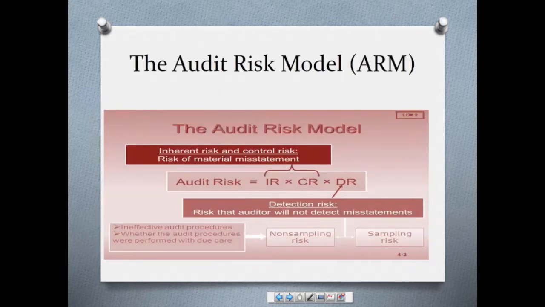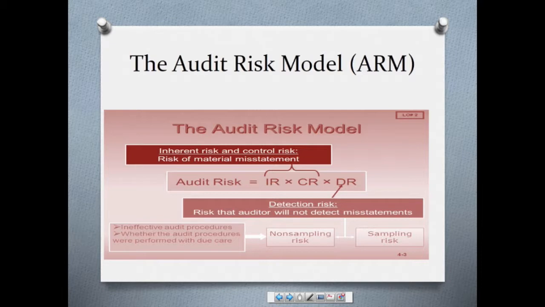The audit risk model, chapter 4. The audit risk model is the framework that auditors use to determine their audit approach, right? There are 4 components to it. The auditor controls 2. They have no control over inherent risk and control risk. They can only assess those 2 factors. Those are factors that are borne by the client's environment.